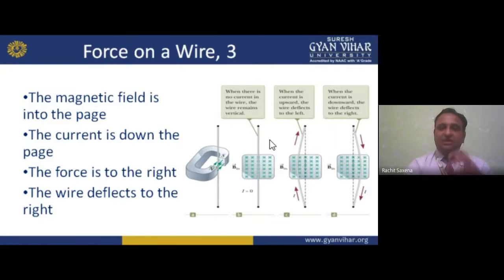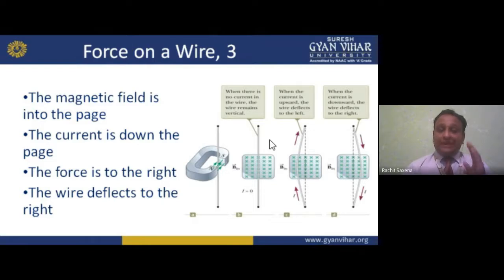Now I'm considering the force into the page, the magnetic field is into the page. What I want to tell you is that I'm assuming the magnetic field is into the page. Now, if it is into the page, what happens if the current is down the page? Current is down the page. So what will happen if the current is down the page?